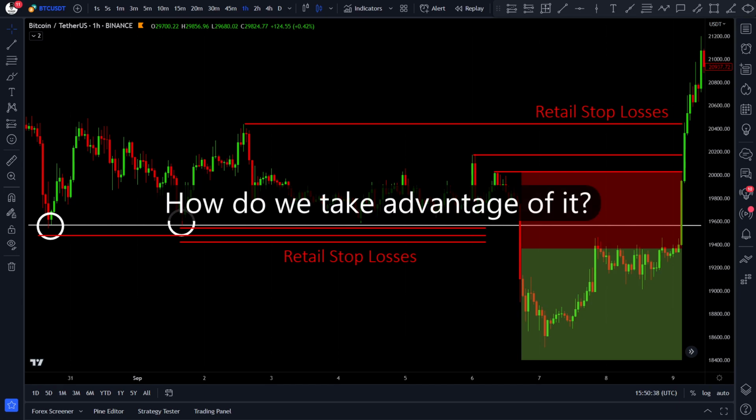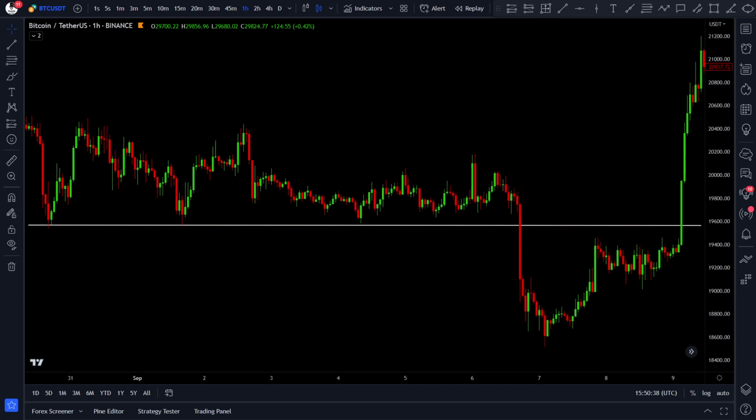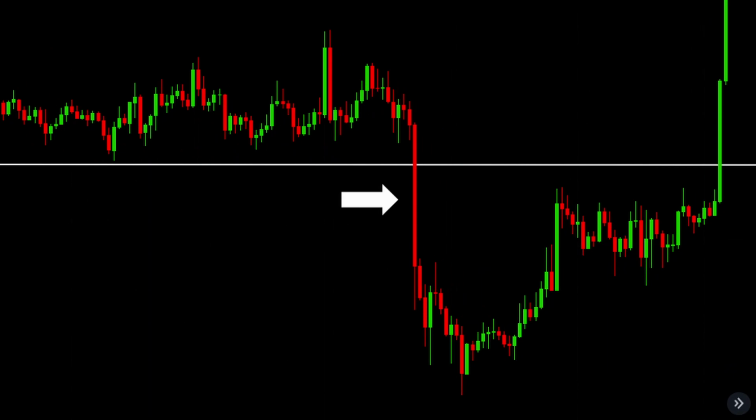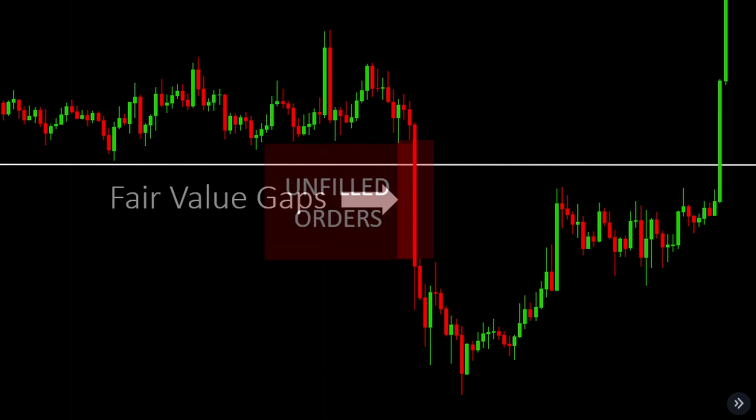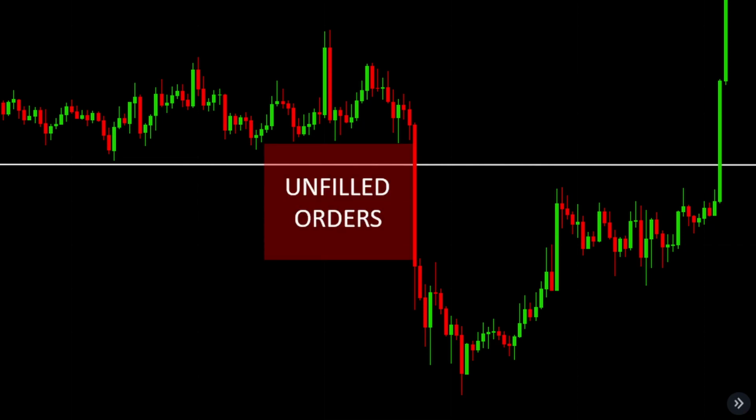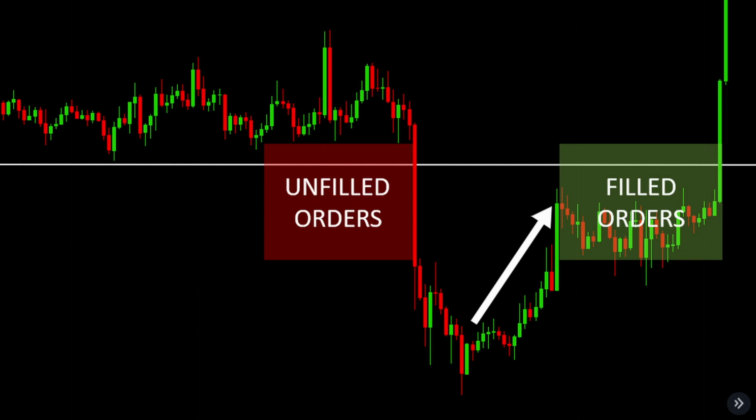But how do we take advantage of it? What do you see in this price action that screams that there might have been an institutional price manipulation? What about, for example, this huge red candle? When you see big one candle moves like this, it is usually a result of institutional price manipulation. These manipulations usually create fair value gaps. Fair value gaps are created when the price moves so quickly that many orders are left behind unfilled. Institutions tend to push the price back to these gaps to fill the unfilled orders, and we can place a position that targets these fair value gaps.